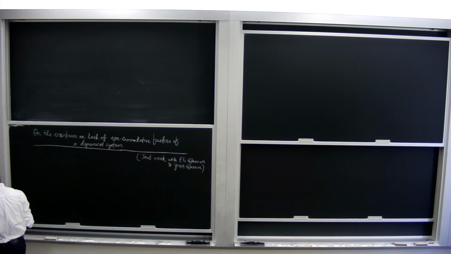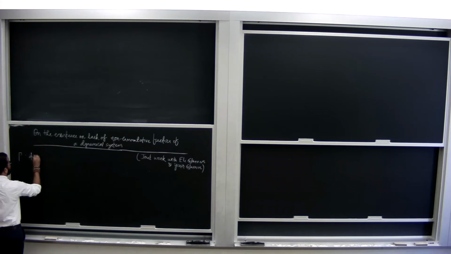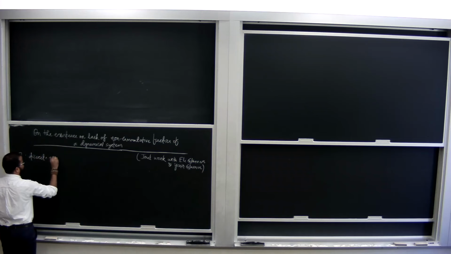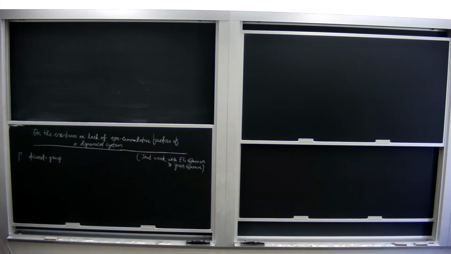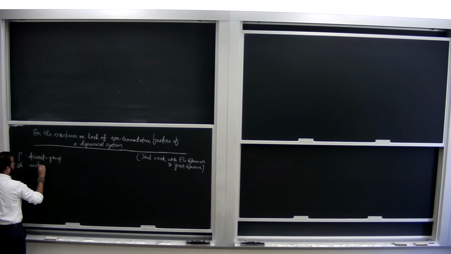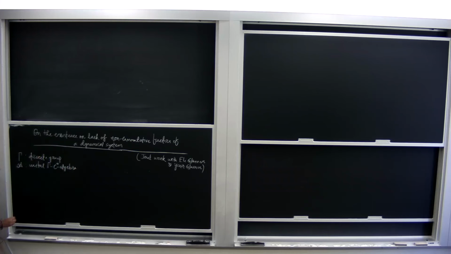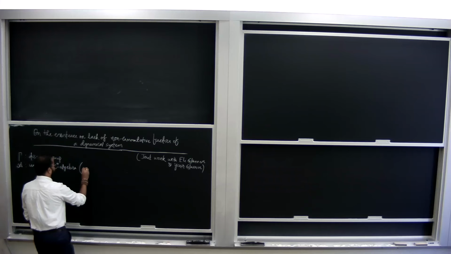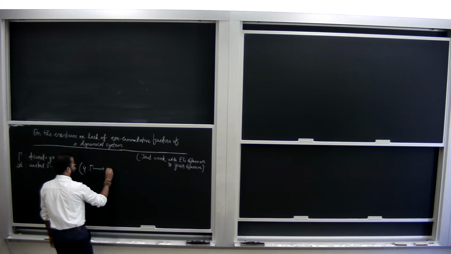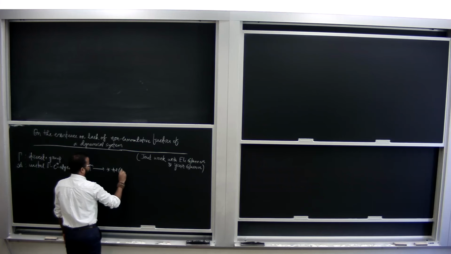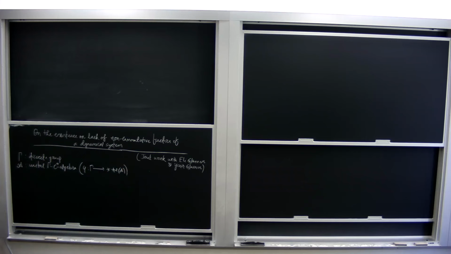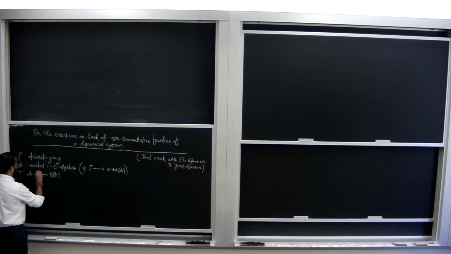So I'll start by introducing the object that we are going to talk about. Throughout my talk, Gamma is going to be a discrete group, and A is going to be a unital C-star algebra. When I say that A is a Gamma C-star algebra, what I mean is that there is a homomorphism from my group Gamma to the star automorphisms of A, and I have a faithful representation of A inside some Hilbert space, B of H.